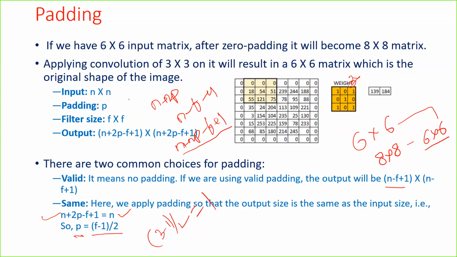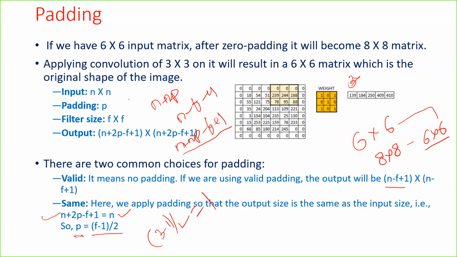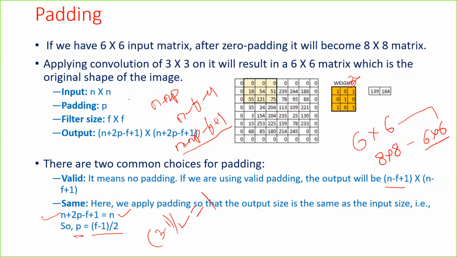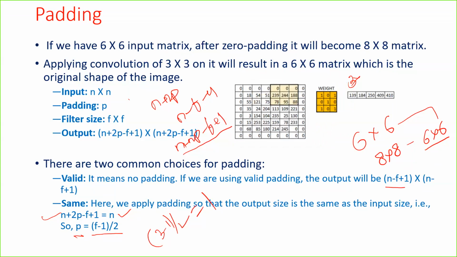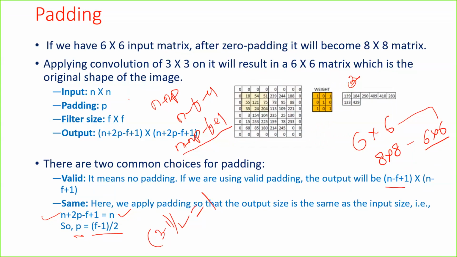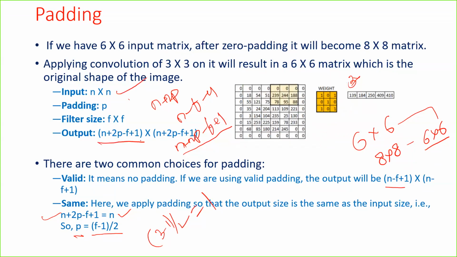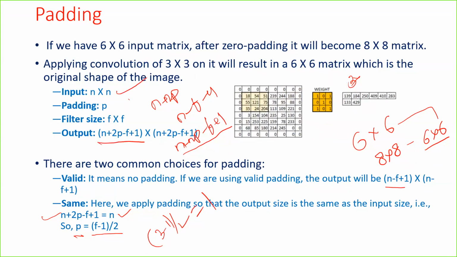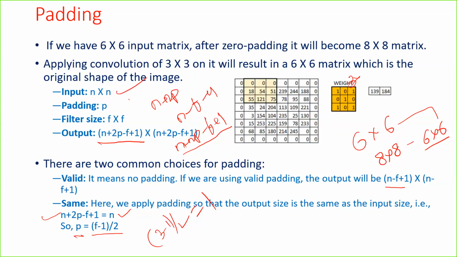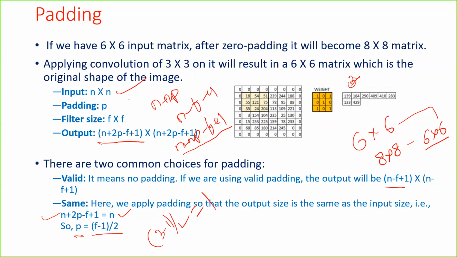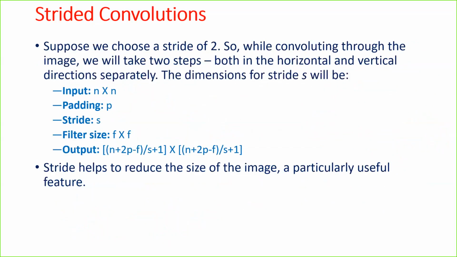Two choices. One is you don't choose any padding. The other one is select the padding in such a way that the output image size is same as the input image size. So n is equivalent to n plus 2p minus f plus 1. Okay, that means p is equivalent to f minus 1 by 2. So according to the filter size, you can select the pad. The next concept is strided convolution.